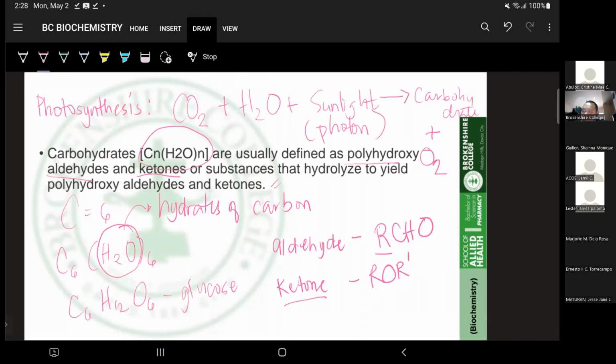Kaya siya tinawag na polyhydroxyaldehyde and ketone kasi yung pattern ng kanyang functional group contains either an aldehyde or a ketone. Kaya ang ating sugar could be classified to either aldose sugar or ketose sugar, no? So we have your aldoses and ketoses.